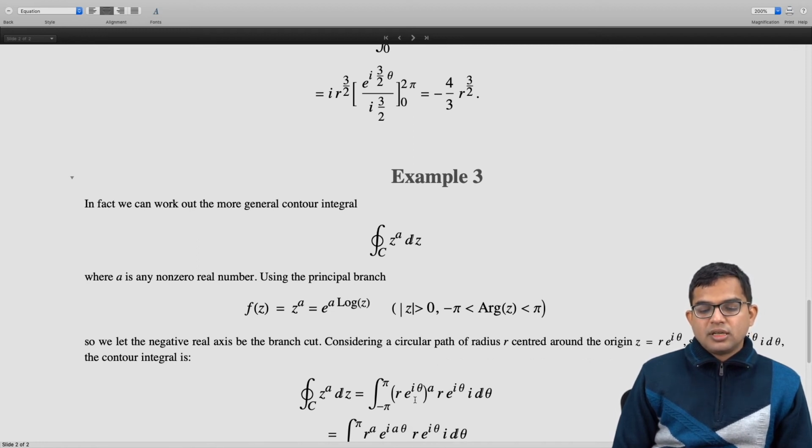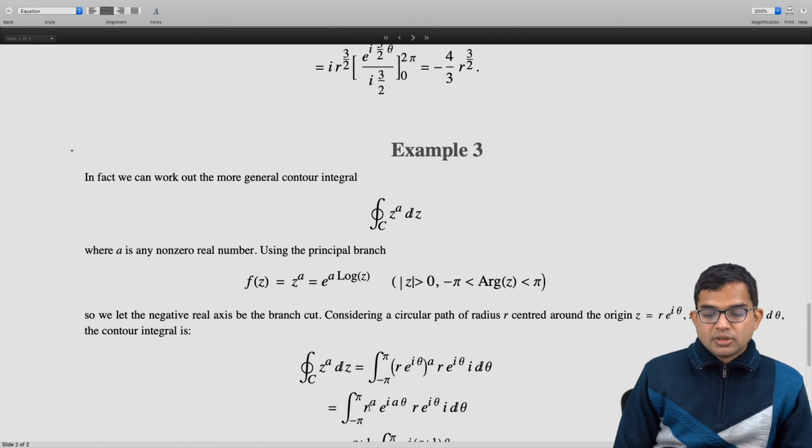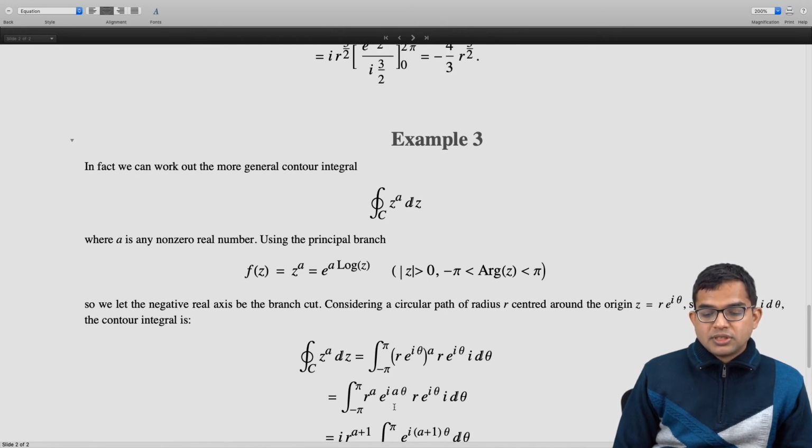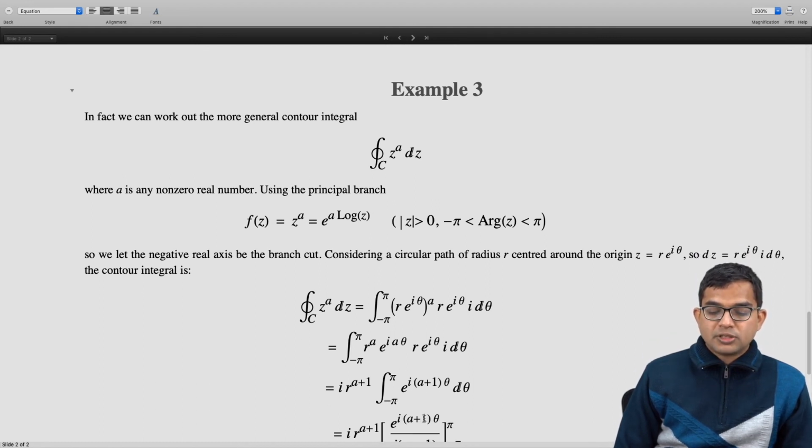So you do this contour integral, carefully collect all these terms: z is r times e to the i theta, the whole to the power a, then it becomes r to the a times r, which is r to the a plus 1. There's also an i which comes out, which comes from this d theta. Then you're left with this integral of e to the i times (a plus 1) times theta d theta, which needs to go from minus pi to plus pi.